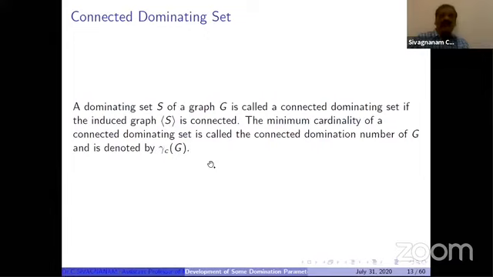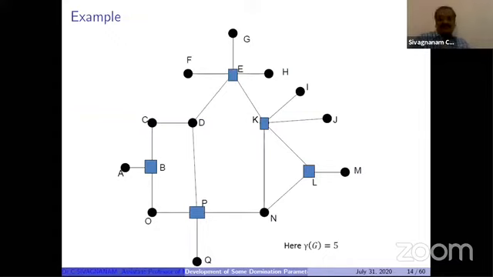So like this, first we imposed the condition of independence. Next, we imposed the condition of connectedness. In this example, gamma is 5, as we already have, but it is not connected. But what is gamma C? Gamma C is 7 here. These blue color vertices we have to take in any minimum connected dominating set.